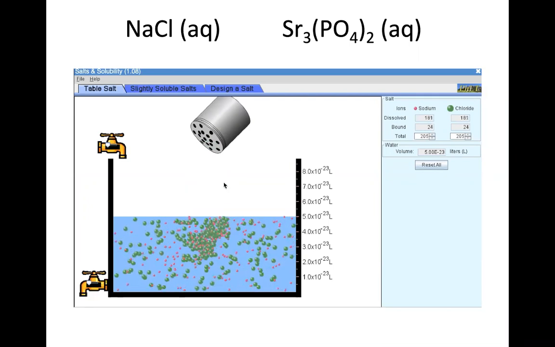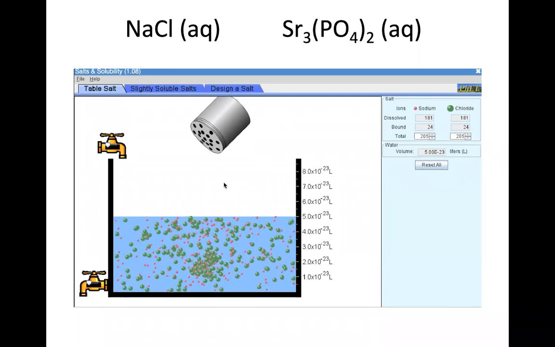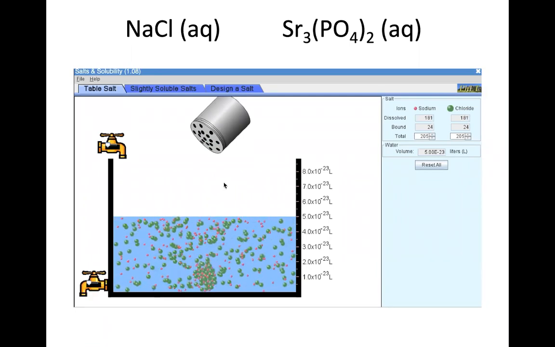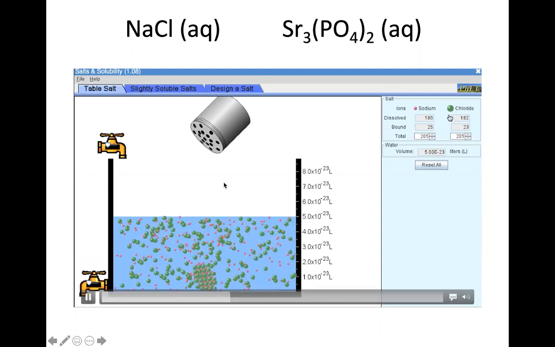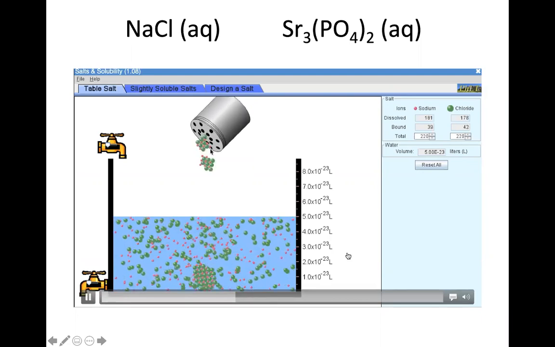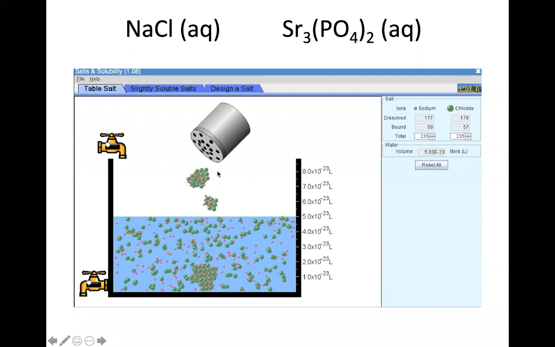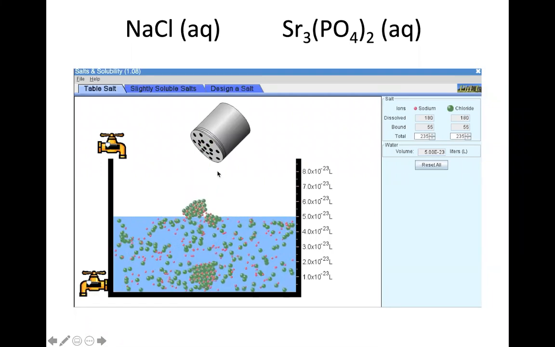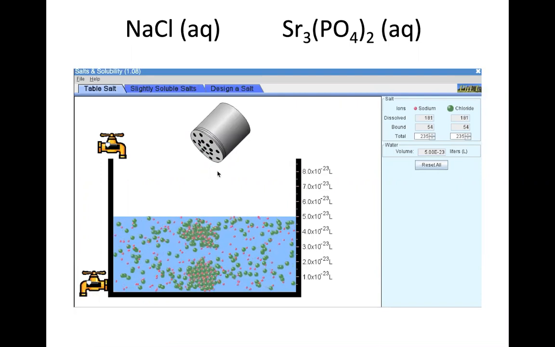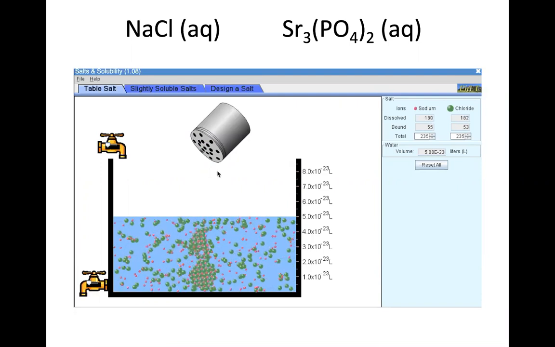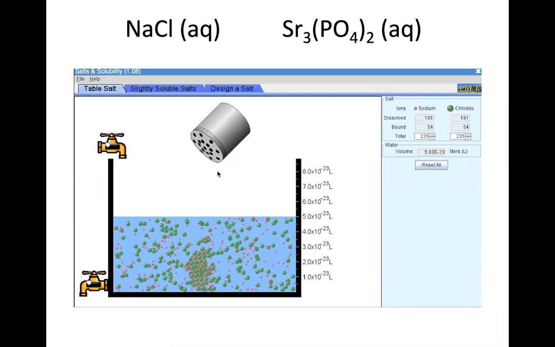Okay, now I've got a chunk of sodium chloride and it's going to settle at the bottom. It's telling me that I have both dissolved sodium chloride and some of it bound together as an ionic compound. If I add even more sodium chloride, it doesn't look like I'm changing the amount that's dissolved. I see this back and forth between it being dissolved and being the ionic compound.